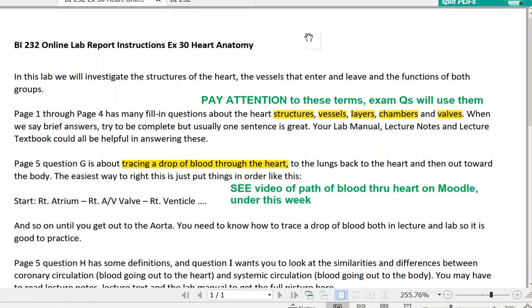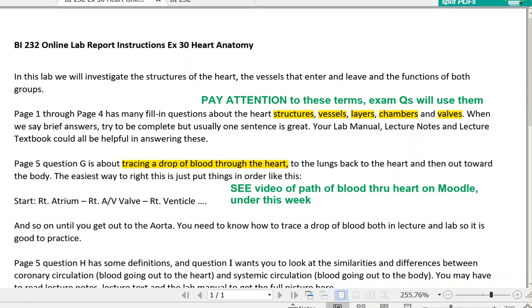You have lots of video materials open to you, so I'm looking at the online lab report instructions right now. Michael Patterson does a wonderful job of just taking you page by page through the lab, telling you what you need to do. So I just want to draw your attention to a couple of things.